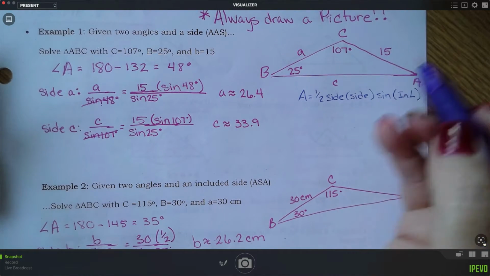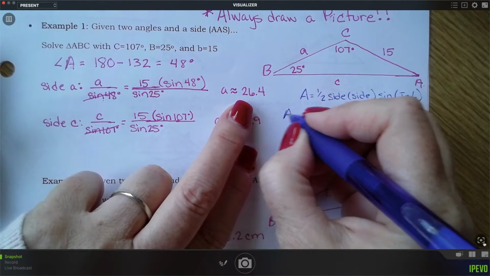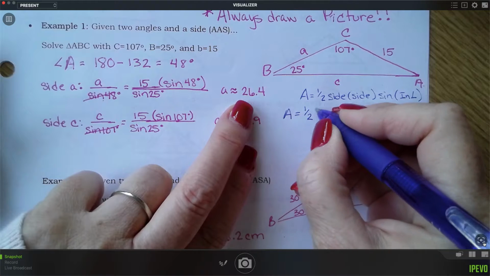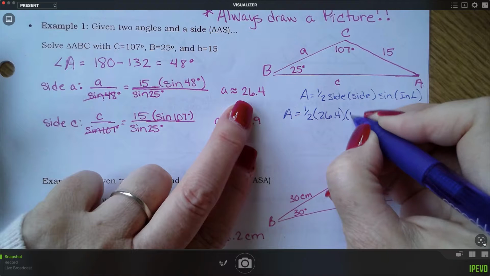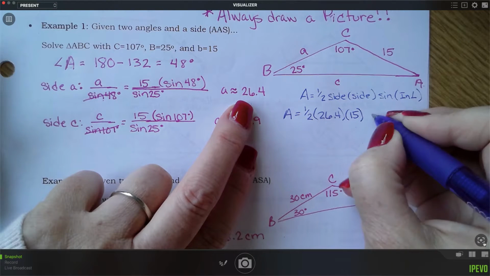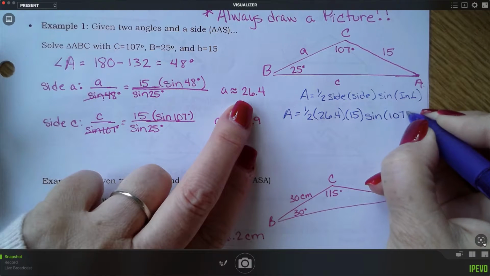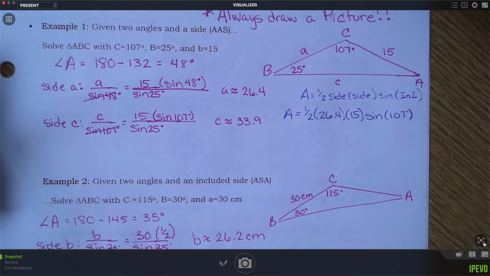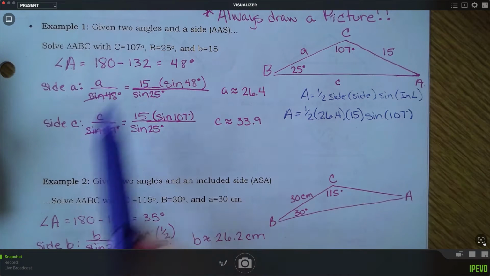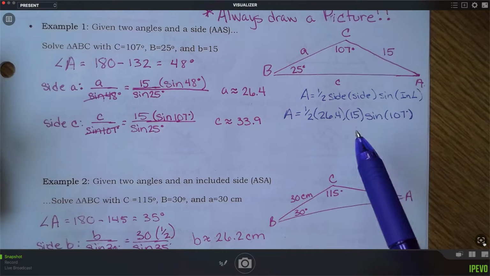Okay, so A was approximately 26.4. So area equals 1/2 times 26.4 times 15 times sine of 107. The reason we want to use as little of the stuff we found as possible is, what if we mess it up, right? Other thing is, guys, you have to show me work. You cannot just give me an answer. I want to know what you plugged in to get your answer.